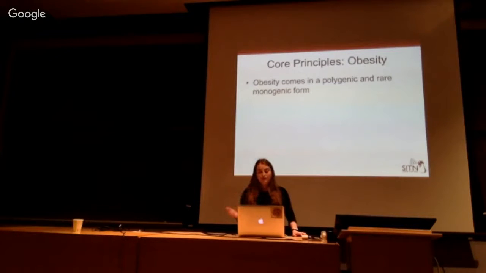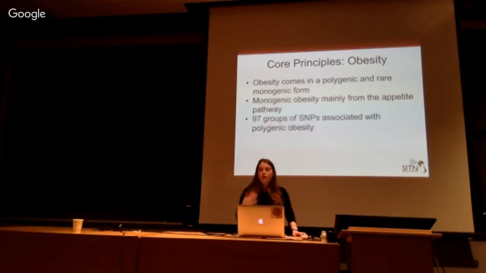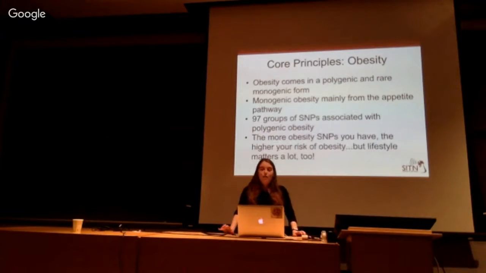As we've talked about, obesity comes in a polygenic and a rare monogenic form. Monogenic obesity comes mainly from the appetite pathway, so these genes that have strong roles in appetite. They were able to find through GWAS 97 groups of SNPs associated with polygenic obesity. And the more obesity SNPs you have, the higher your risk is of obesity. But of course, your lifestyle matters a lot too.